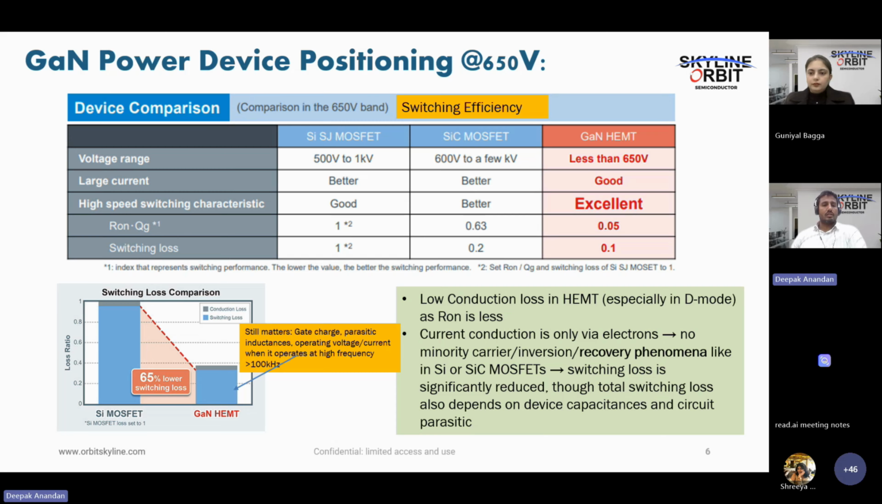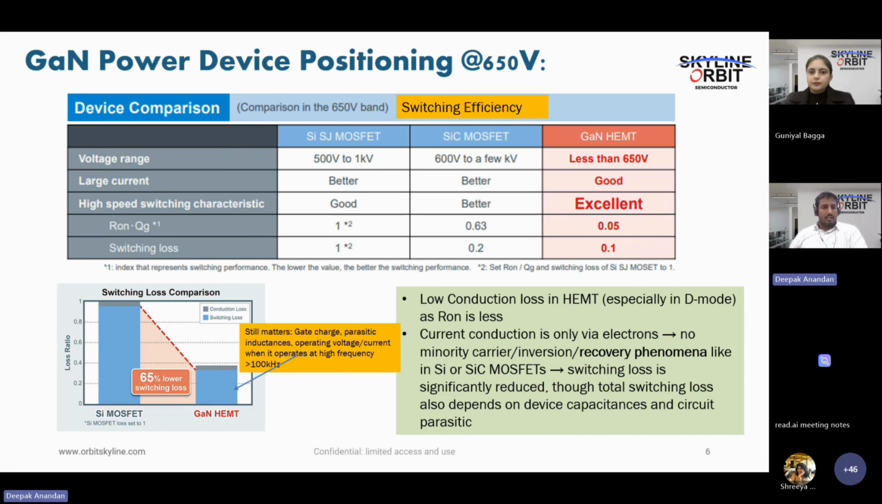And also the HEMT structure typically gives low conduction loss, especially D-mode devices, which have very low R-on compared to silicon. So when the conduction loss is low, of course the frequency and the efficiency will be very high in gallium nitride technology. That's why people are more concerned about gallium nitride, which is less than 650 volt, and which could be the dominant device technology in the future.